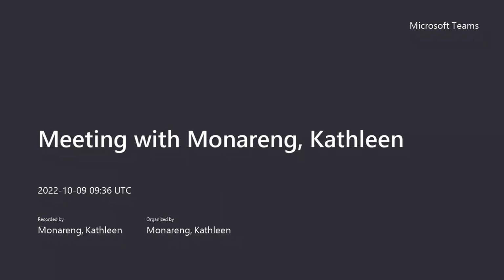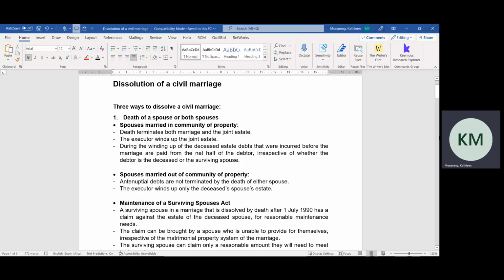This is a summary of the termination of a civil marriage. A civil marriage can be terminated or dissolved in three ways. The first is through the death of a spouse or both spouses. When the spouses are married in community of property, the death terminates the marriage as well as the joint estate.